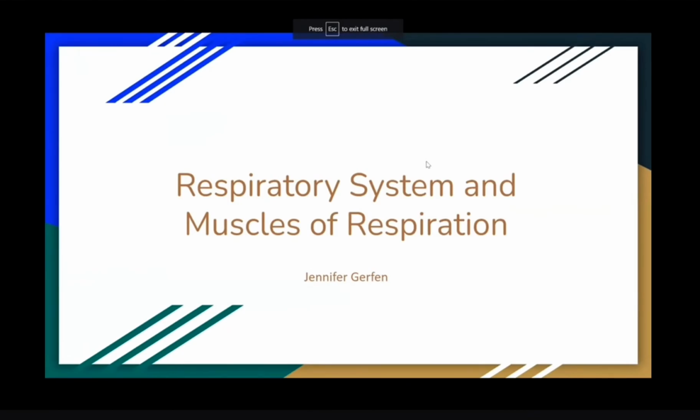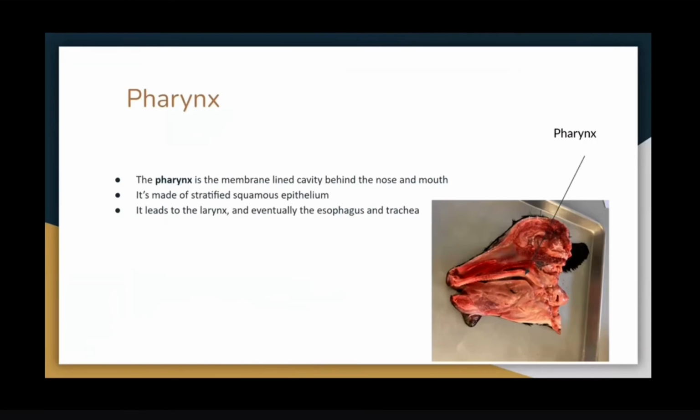This is the respiratory system and muscles of respiration by Jennifer Griffin. The pharynx is the membrane-lined cavity behind the nose and mouth. It's made of stratified squamous epithelium. It leads to the larynx and eventually the esophagus and trachea.